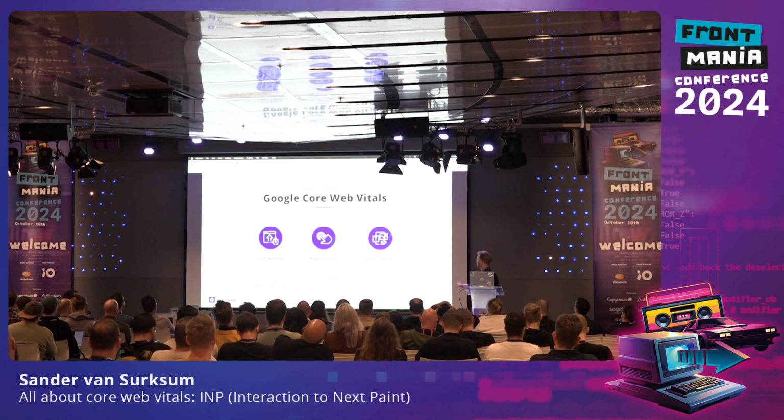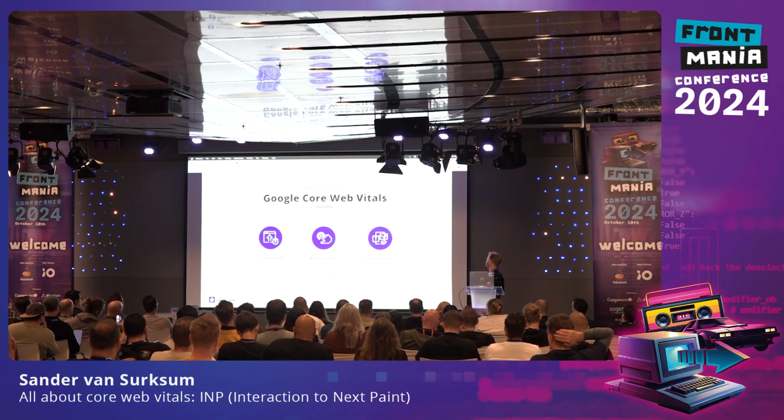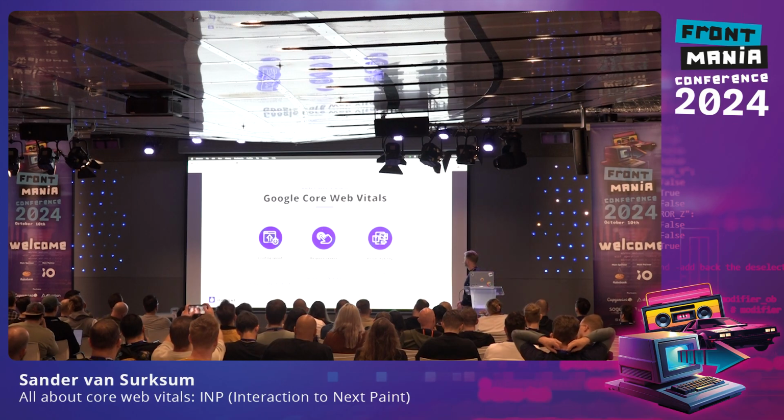Like I said, INP is part of the Core Web Vital metrics. The Core Web Vital metrics are a set of metrics created by Google, and they measure the page experience. They consist of three topics: loading speed, responsiveness, and visual stability. And we are going to focus on the responsiveness part today, and that's where INP, Interaction to Next Paint, sits.